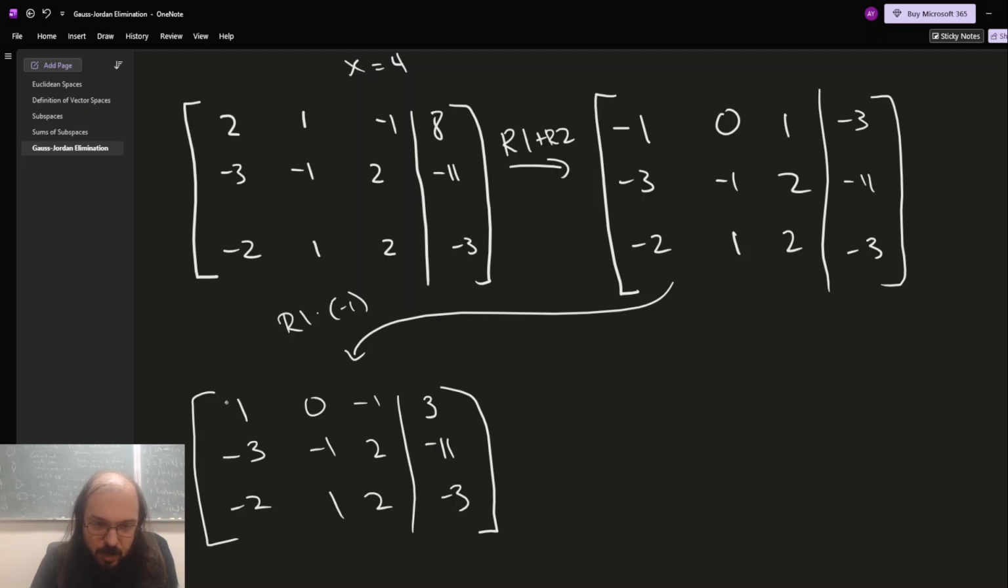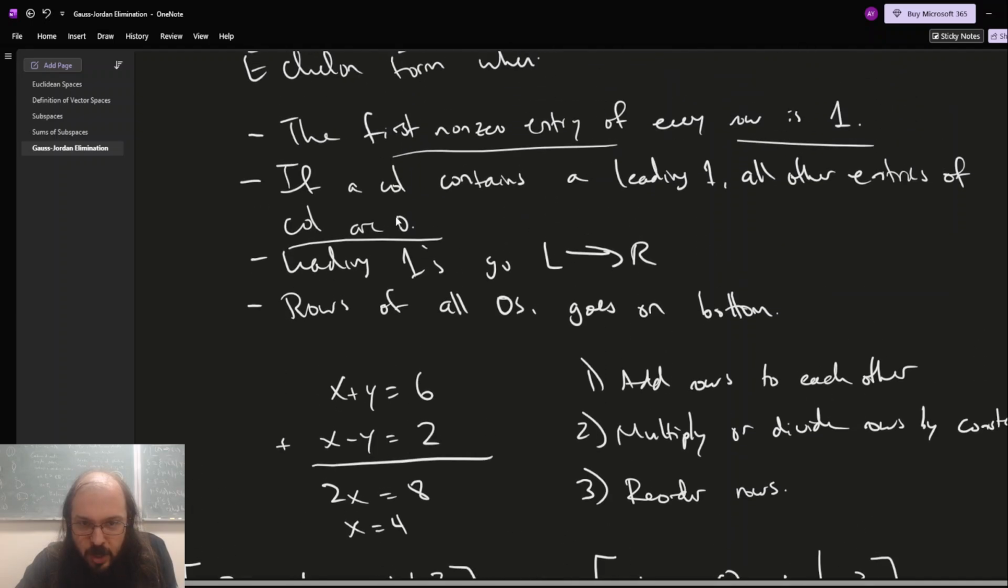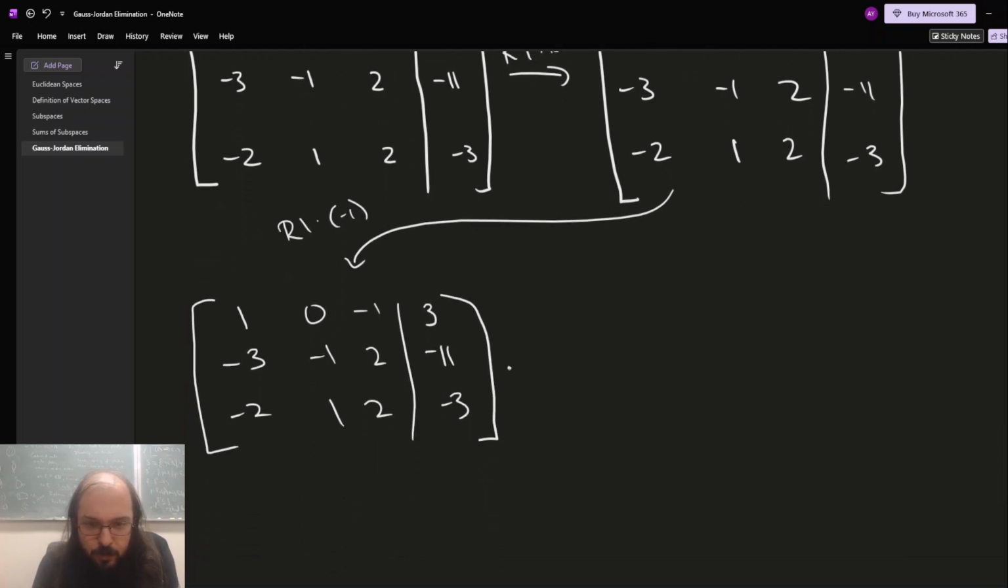And you see I created this situation where there's now a leading 1 in this first slot, which is what I wanted. Once I have this leading 1, the next rule of a reduced row echelon form was that all the entries of that column have to be 0 other than that 1. So now I can do row 2 and add 3 of row 1 to it, and I can take row 3 and add 2 of row 1 to it. And that will clear out that column.